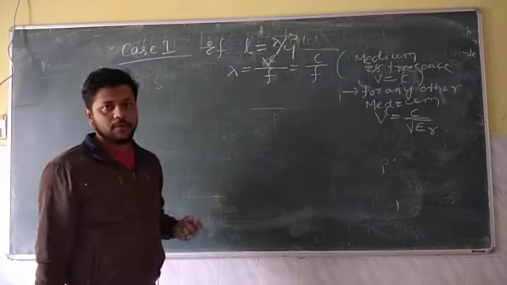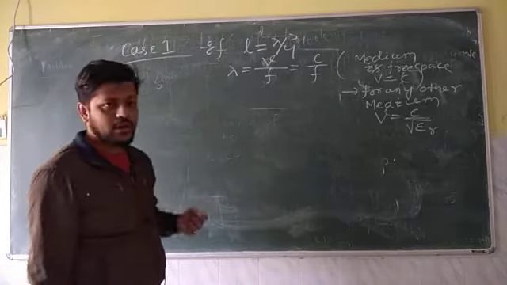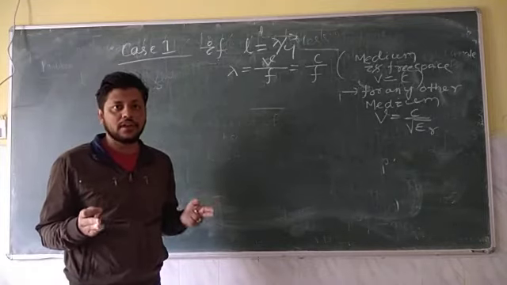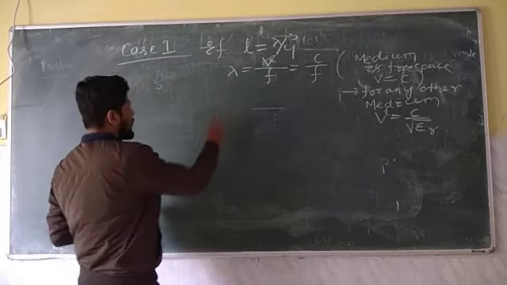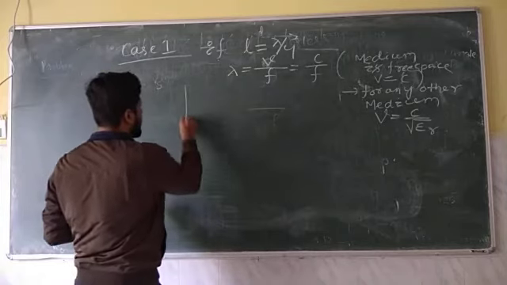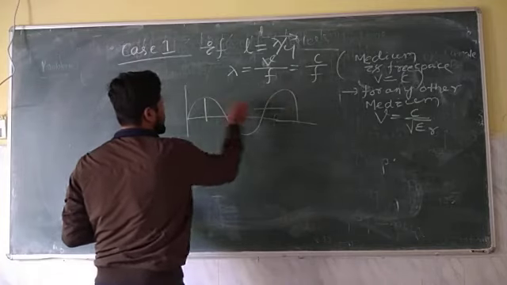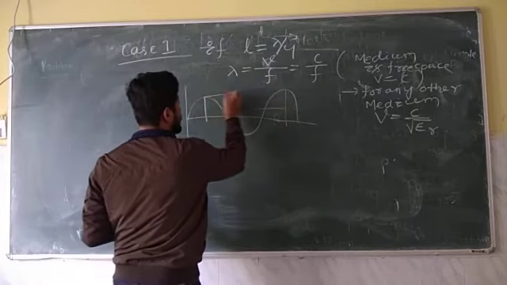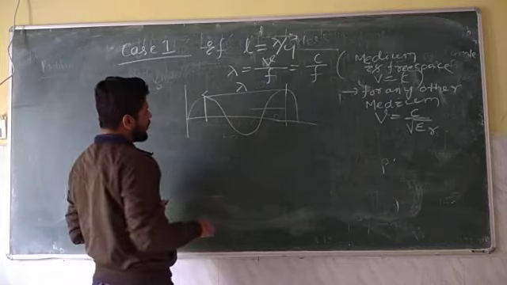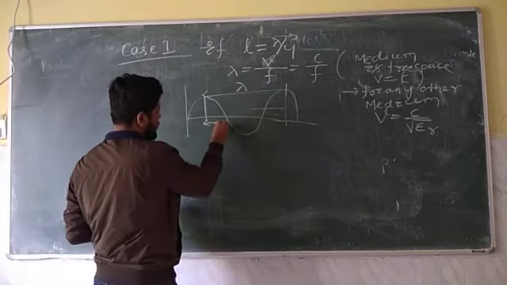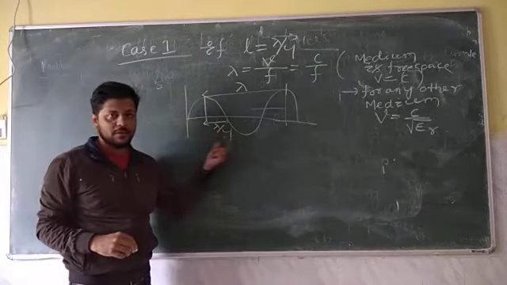So if L is equal to lambda by 4, that is, the length of the transmission line is equal to a quarter of the wavelength. For example, suppose this is your AC signal. Wavelength means the distance between this crest and the next crest. So this is your lambda distance, and this length is your lambda by 4. Are you able to understand?